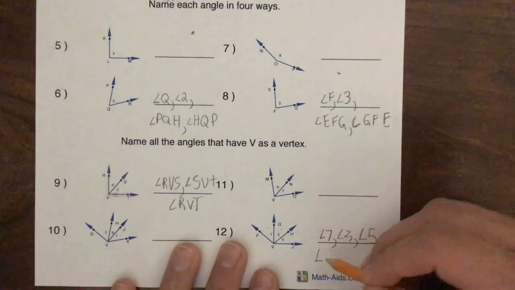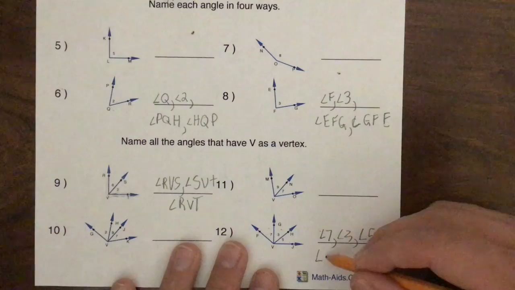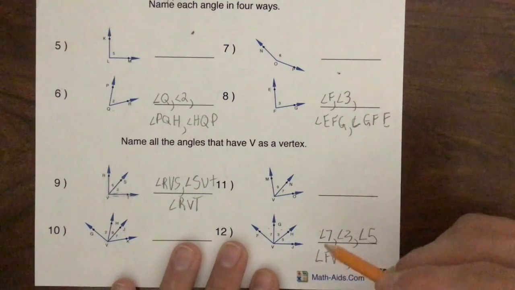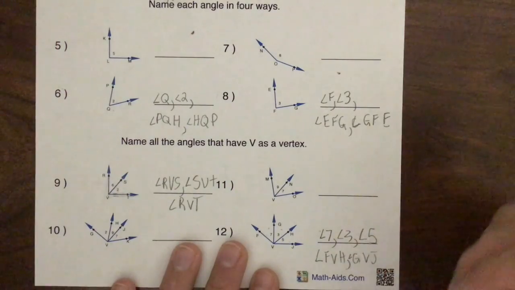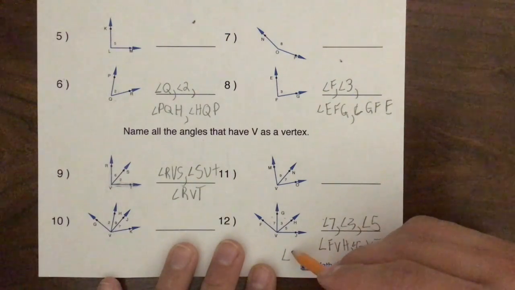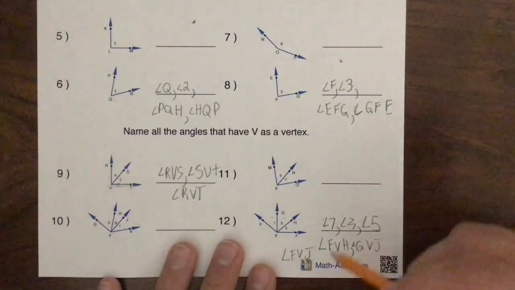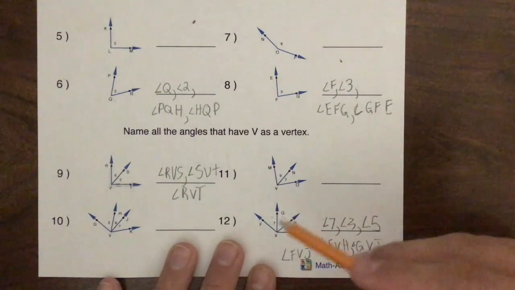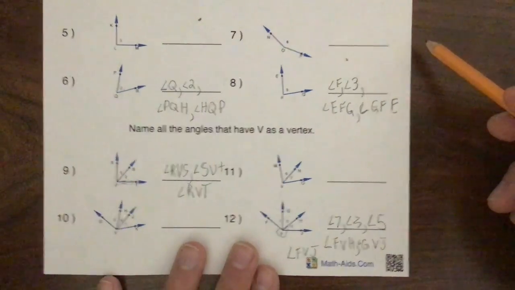For this one I'm going to use my point, vertex, point. Point F, vertex V, point H: FVH, and GVJ. I need to have my little angle there. And the last one is this big one, FVJ. So I'll do it down here, FVJ. And you can see I have 1, 2, 3, 4, 5, 6 angles here that all use V as a vertex. If you need a little extra practice, try 11.